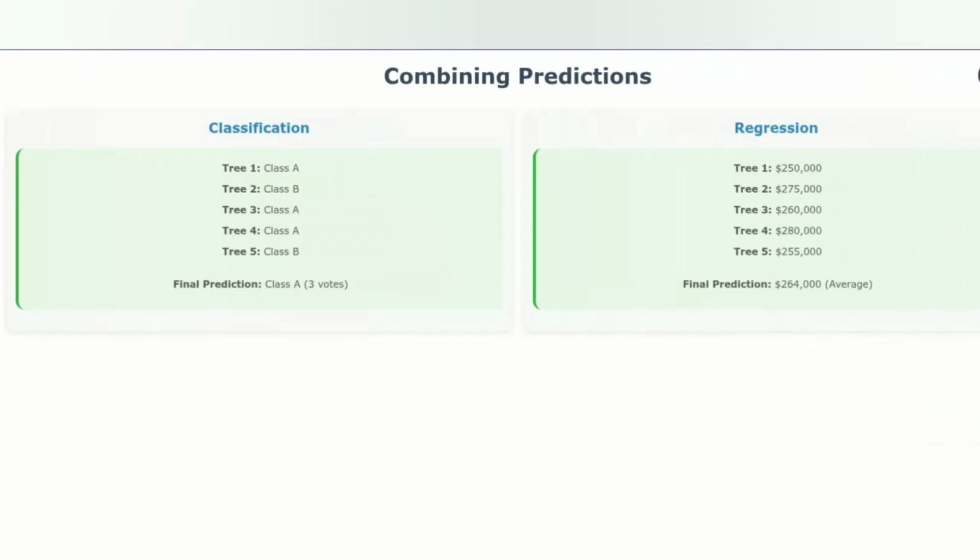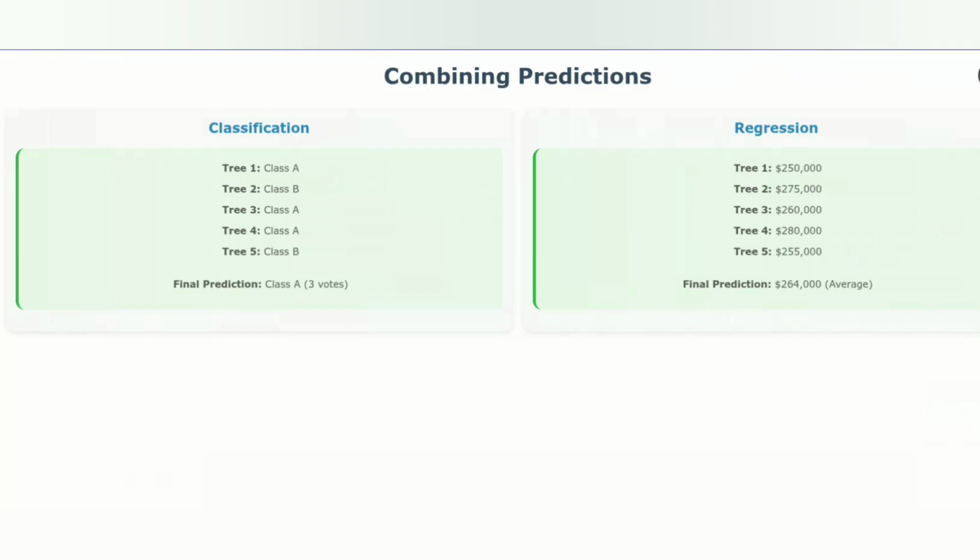Now comes the magic moment. How do we combine all these individual tree predictions into a single final prediction? For classification problems, Random Forest uses a simple voting system. Let's say we have 5 trees predicting whether an email is spam or not. Tree 1 says spam, Tree 2 says not spam, Tree 3 says spam, Tree 4 says spam, and Tree 5 says not spam. We count the votes.